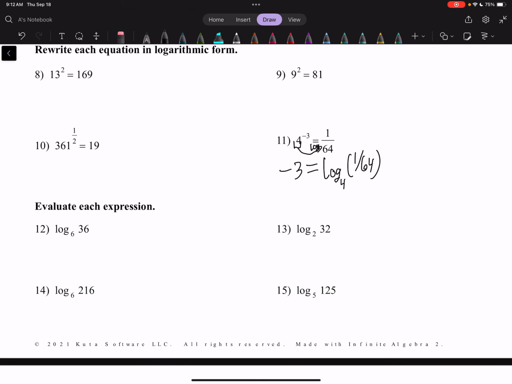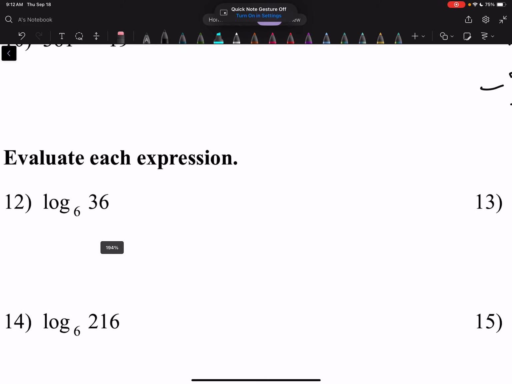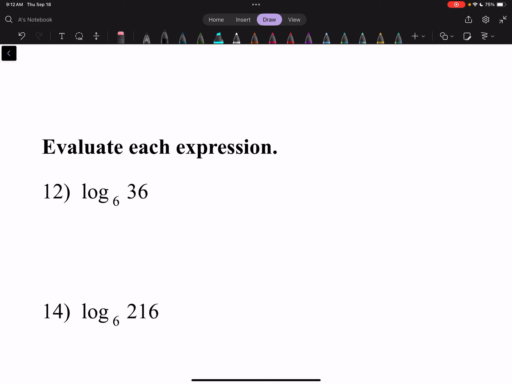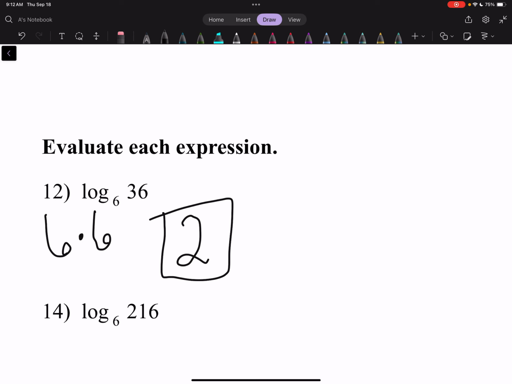12 through 15. Evaluate each expression given. For these expressions, what I'm looking for is how many times can I multiply the base by itself to get the inside of the logarithm. So number 12, how many times can I multiply 6? Well, the first one is 6. 6 is not 36, so I need to add another. 6 times 6 then. 6 times 6 is 36. I have two sixes listed. My answer then is 2.